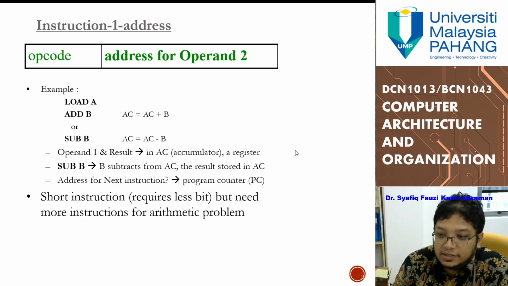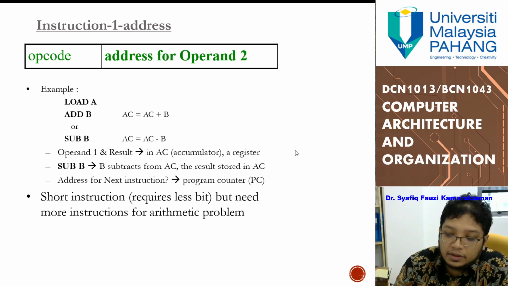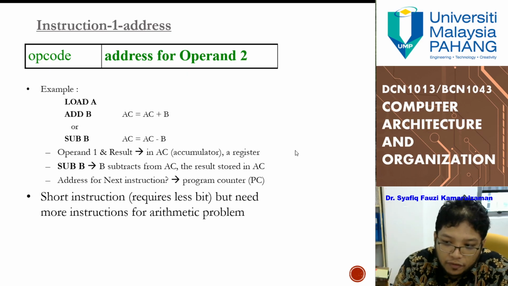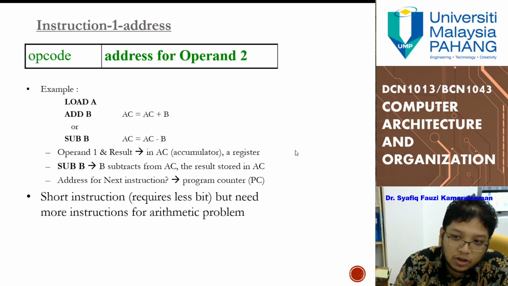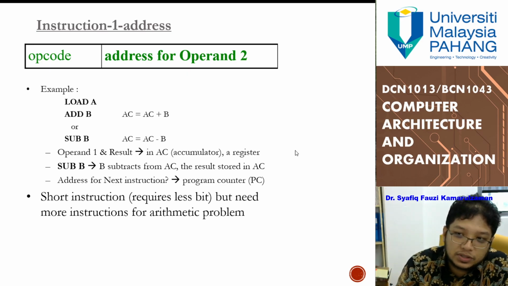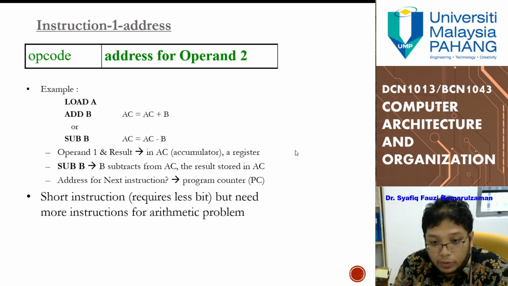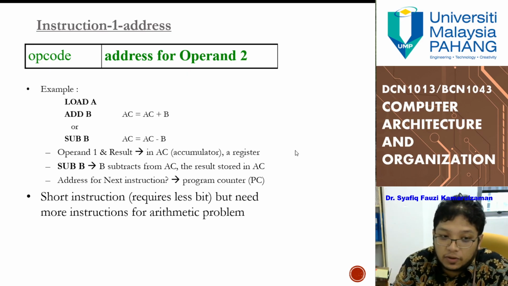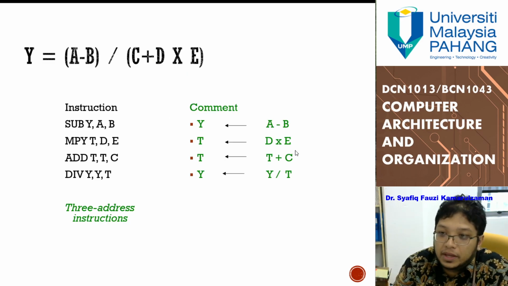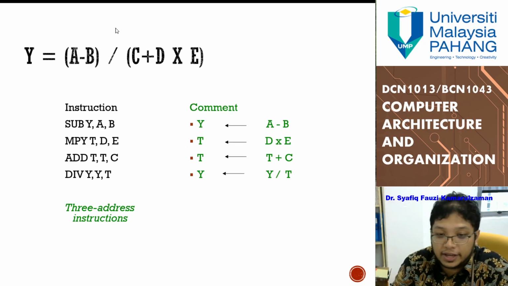Okay, so this is a short instruction, but they need a lot of these instructions. So if you have 4 instructions using 3 operands, using 1 operand you might have up to 12 or 15. It depends on the type of code itself. So, an example of 3 instructions here: you have y equals a minus b. It works like common mathematics.